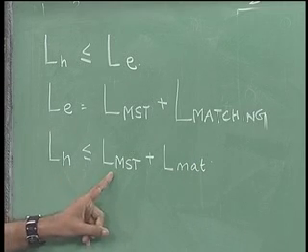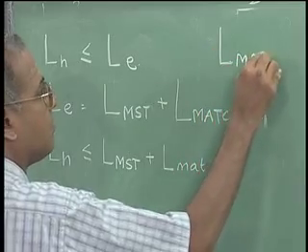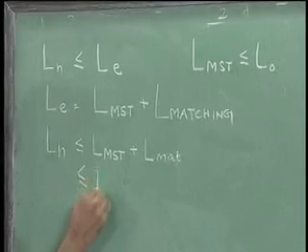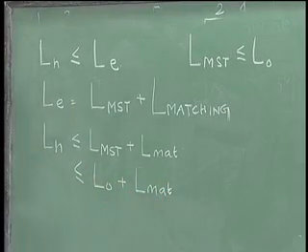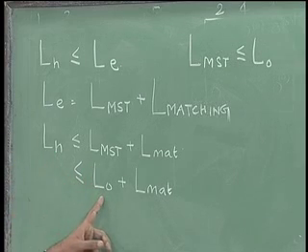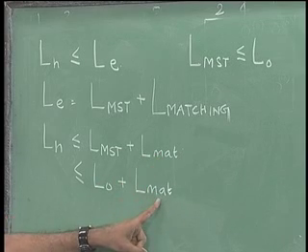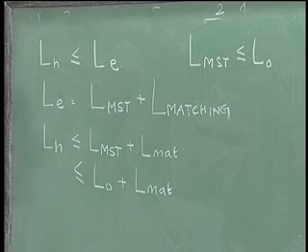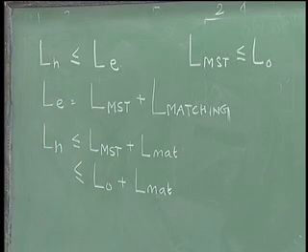We already know that LMST is less than or equal to L naught. So, LH is less than or equal to L naught plus L matching. Now, we have already written LMST with reference to L0. Now, we need to write this L matching with reference to L0, so that we will be able to derive LH by L0. Now, what is the relationship between this L matching and L0?